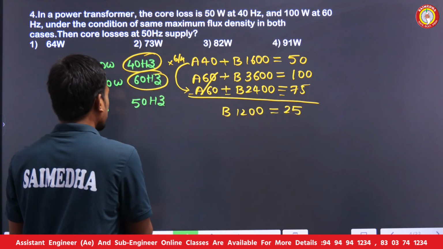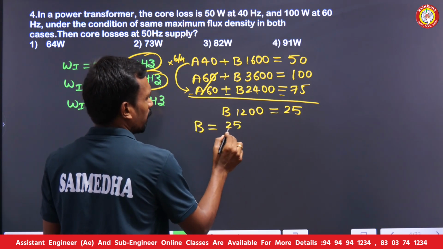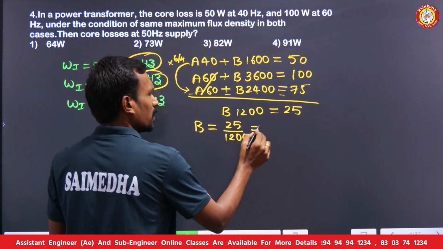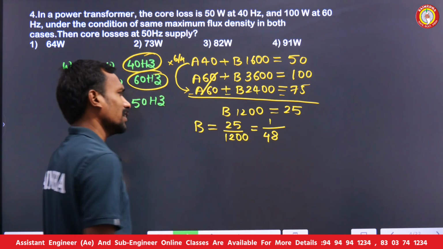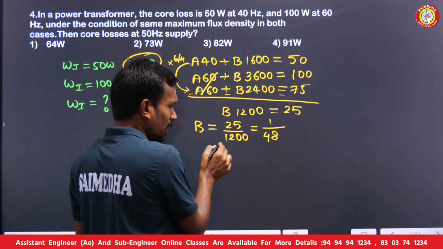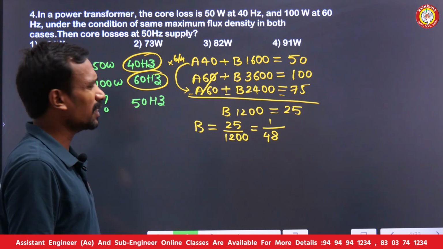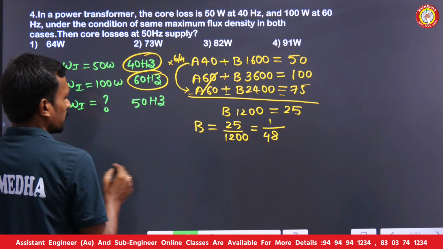So B is equal to 25 by 1200. 25 ones are 25, 25 fours are 100, and 25 eights are 200. If you cancel 100, again 12 is there. So you get the answer, that is B, which is 1 by 48. Now substitute here.